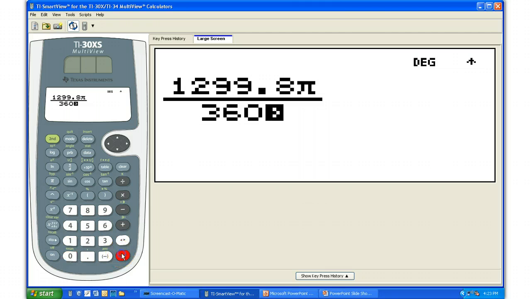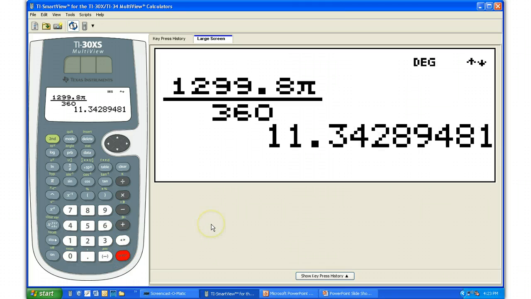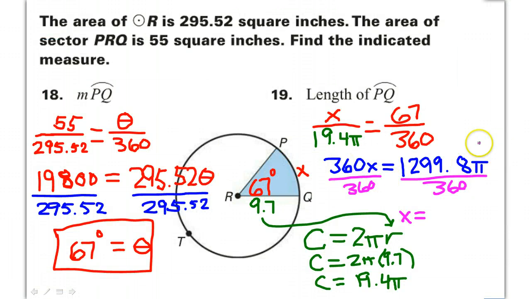I didn't make it play. So, we'll just call it 11.3. Okay, so that is the answer. All right, that's the length of arc PQ. Okay?